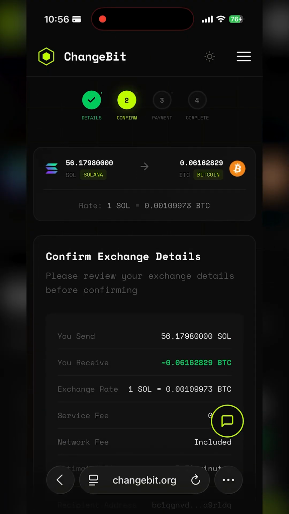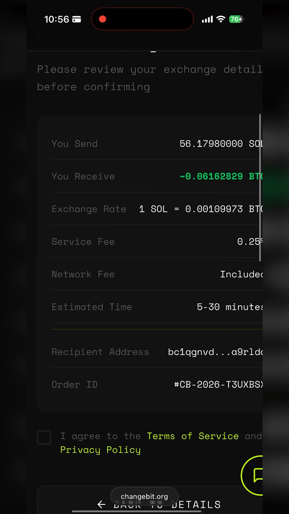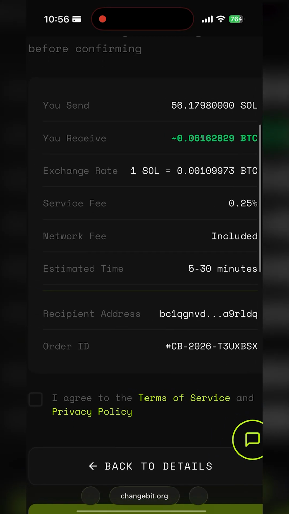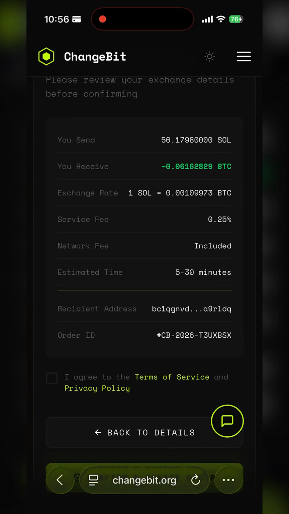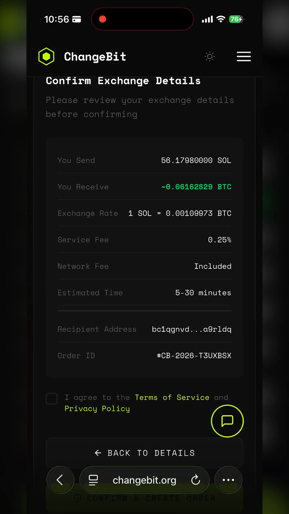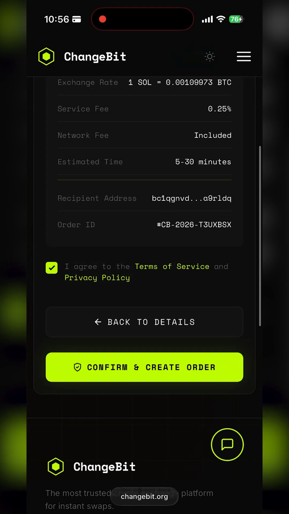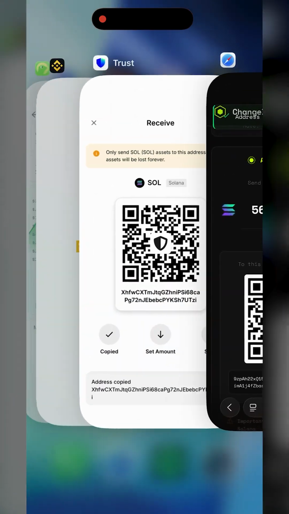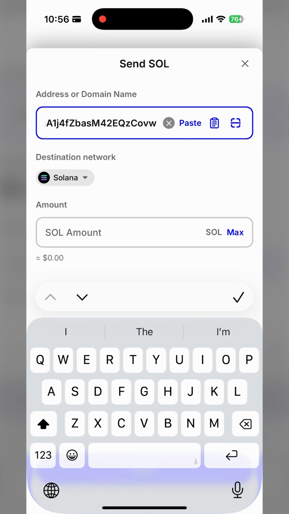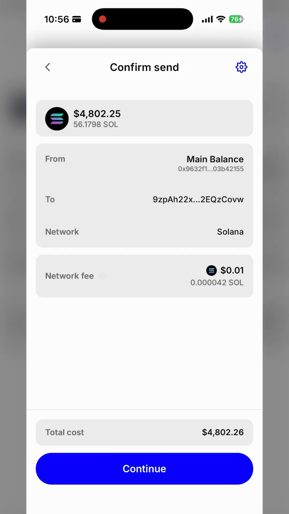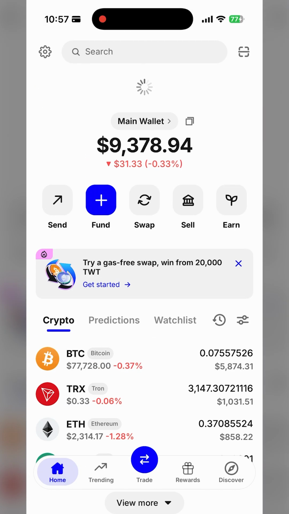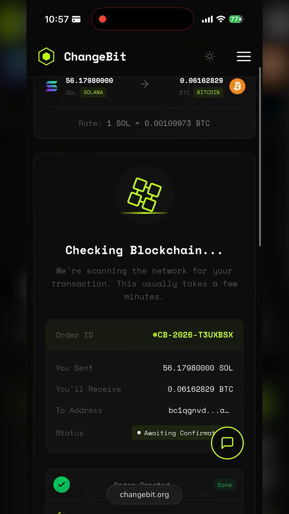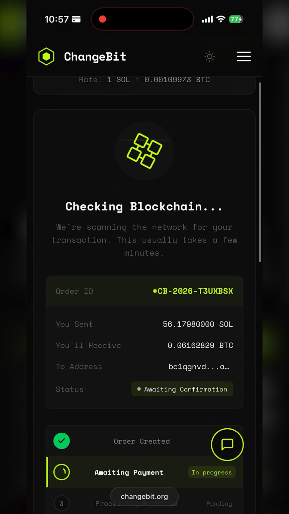This is the summary page. Full order breakdown before anything gets submitted. Send asset, receive asset, rate, addresses, fee. Every single field matches what I entered and what was quoted on the previous screen. No surprises. Now accepting the privacy policy and placing the order. Okay, order is live. Now it's waiting on my transfer. That's confirmed, and now the system's processing automatically from here. Bitcoin will arrive at my wallet in a few minutes.